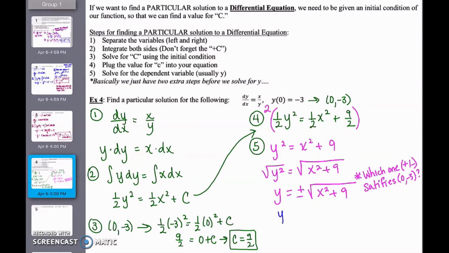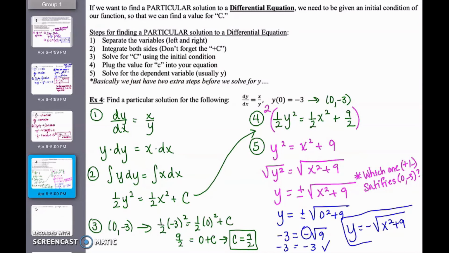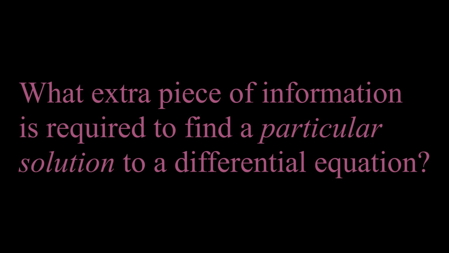Well, let's check. If I plug in 0 for x, and I want y to equal -3, I need to choose the plus or the minus. Well, if I want this to equal -3, then I need the negative in front of there because negative square root of 9 would be -3, right? So that tells me that I need the solution that has the negative. So my solution is going to be y equals negative the square root of x squared plus 9. So you always go back at the end if you have a situation where you have a plus or minus like that and you have to choose, you use your initial condition to figure out which one is the correct solution for your circumstances. Okay.